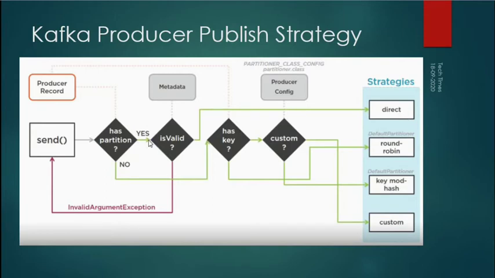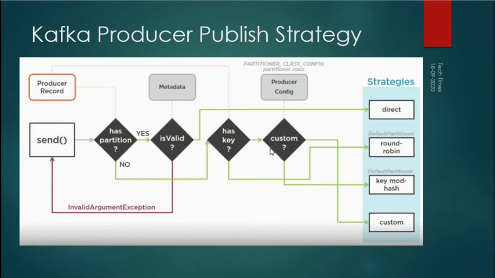Now this is one scenario. If we have not mentioned any partition, then it will check if we have mentioned a key. If you have not mentioned a key, then it will use the default partitioner, that is round robin. So if you have three messages and three partitions, one message will go to each partition. It will start publishing the messages in a round robin fashion.